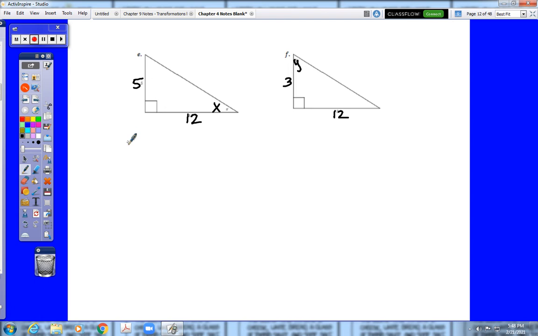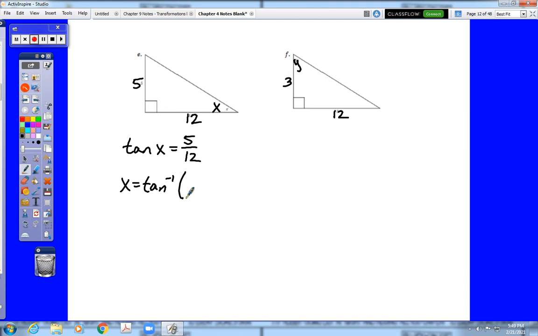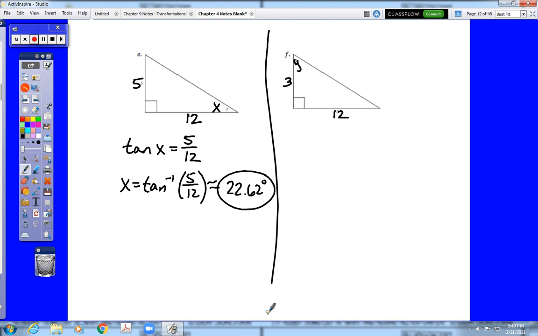On letter E, we would set up a tangent equation. The tangent of x is 5 over 12, which means x is the inverse tangent, or arctangent, of 5 over 12. Feed it to the calculator. Second tangent, 5 divided by 12, is 22.62 degrees.